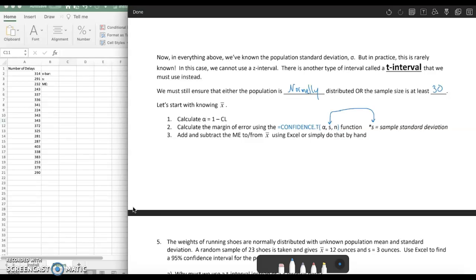Then, once we find that margin of error, we'd use the same technique of adding and subtracting it to and from x bar. Again, you can use Excel at that step or do it by hand. So what we have to do in Excel is part 2.